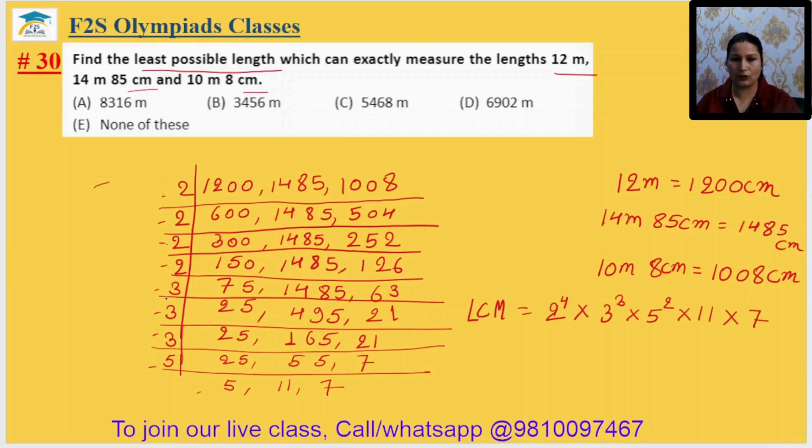1, 2, 3, 4, 5, 6, 7, 8, 9, 10, 11. 4 plus 3, 7, 9, 10, 11. Okay. After multiplication, you will get 8316. That is in option A. The 30th answer is option A.